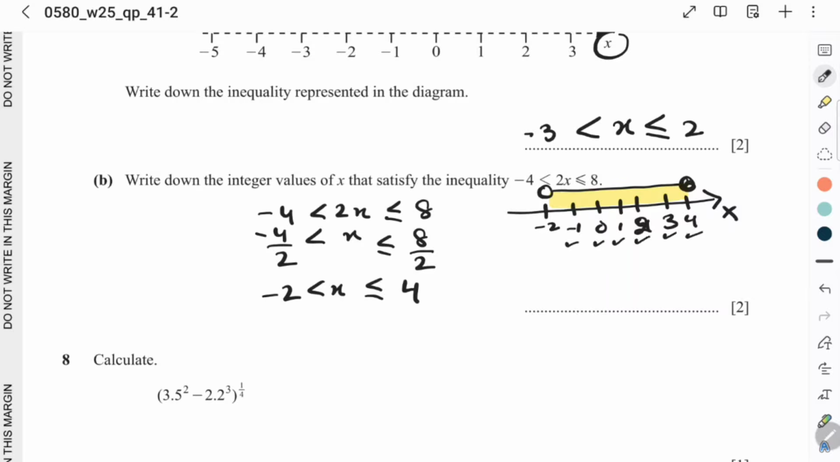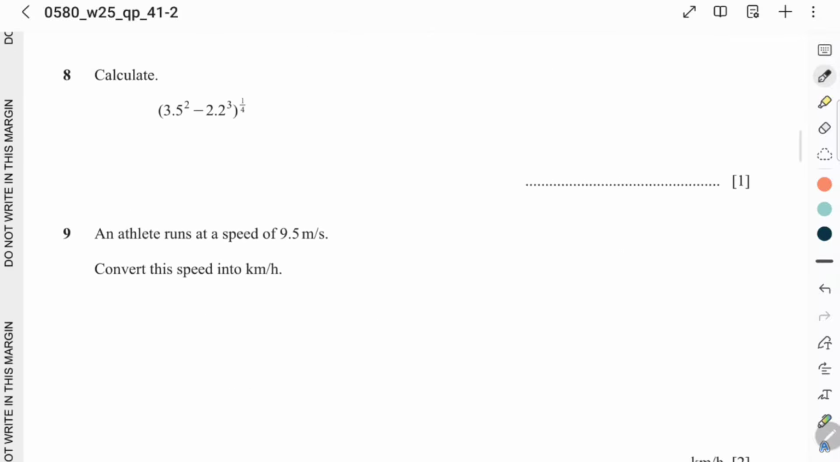Minus 2, why not minus 2? Because it's not included, it doesn't have an equal sign with it. So minus 1, 0, 1, 2, 3 and 4. Now calculate 3.5 squared minus 2.2 cubed, to the power of 1 over 4.